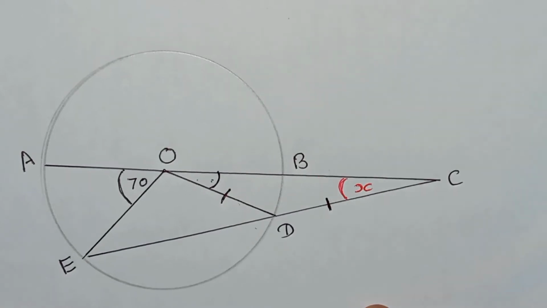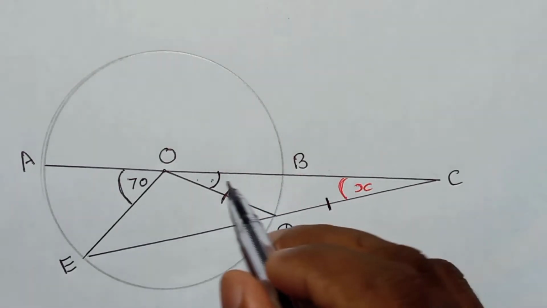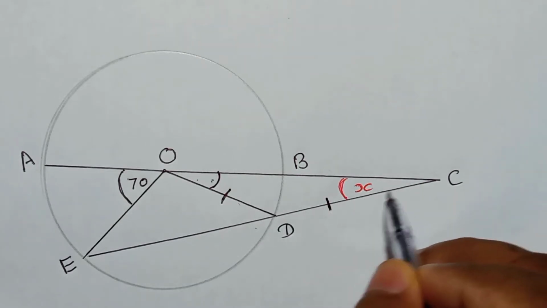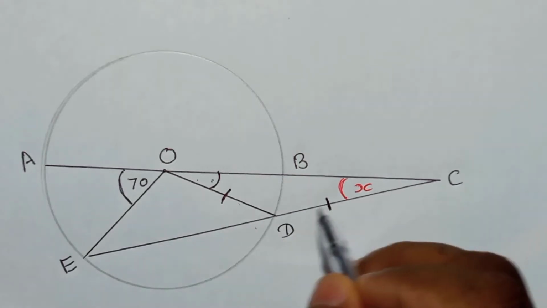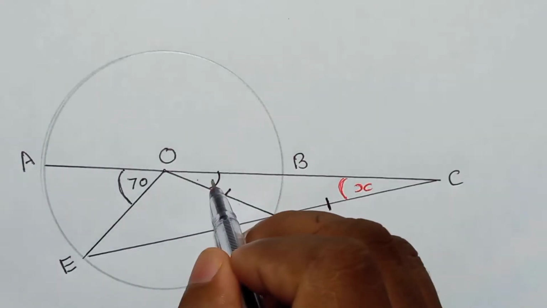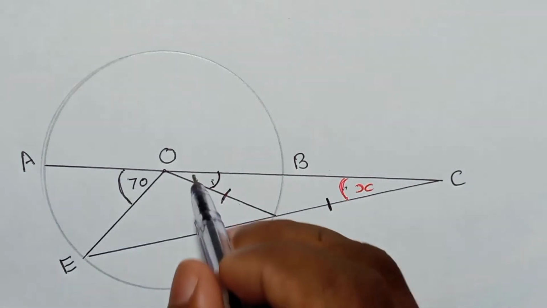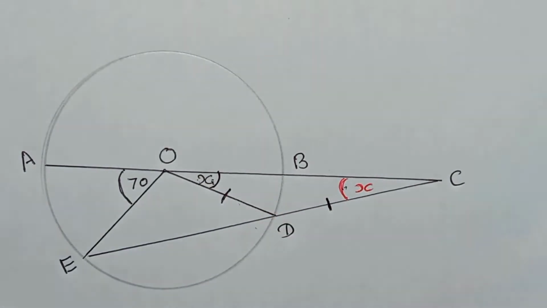Try to understand this, because some are confused by it. What is the opposite angle of an equal side? This side equals this side. The angle opposite this side is this one. The angle opposite this side is this one. That means these two are equal. So here should be x, right?